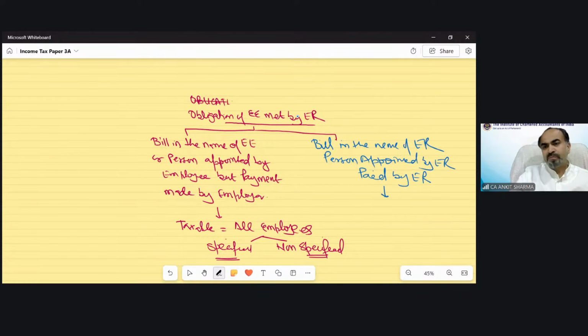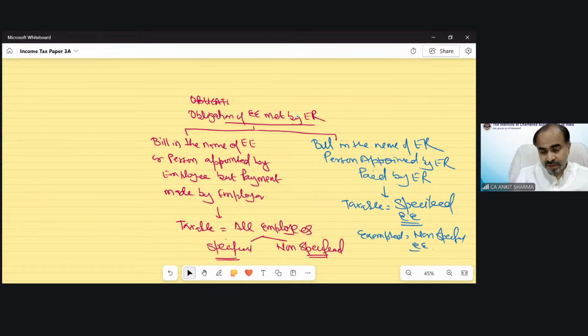So if this kind of perquisite is there, which is not going to be provided to all employees, this is only for a special category of employee. That's why it's taxable for a specified employee. And if this kind of perquisite is provided to a non-specified employee, it is exempted. Understood? So that is the provision we are discussing. And now we need to understand what is a specified employee and what is a non-specified employee.